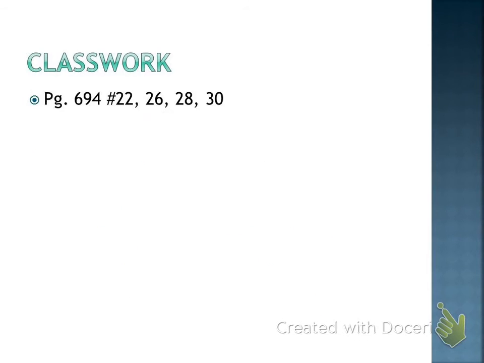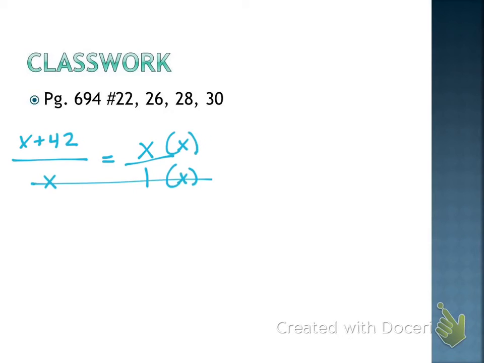All right, now number 30. This is the one that you might have had a little bit of trouble on. Number 30, we have x plus 42 over x is equal to x. Now, what would I have to do before I do anything? Put x over 1. Now, what's a good common denominator? X. So do I need to do anything to my first fraction? No, but what do I need to do to my second? Multiply by x. Cancel out my denominators, and I have x plus 42 is equal to what?